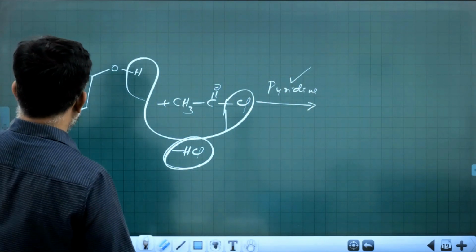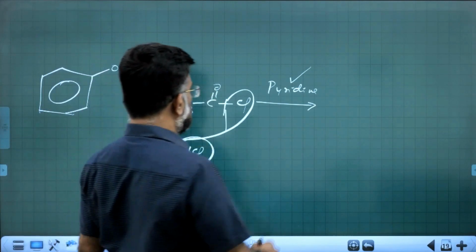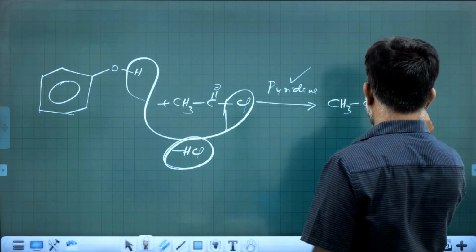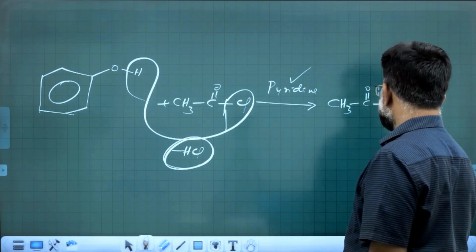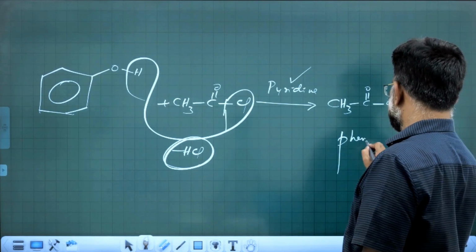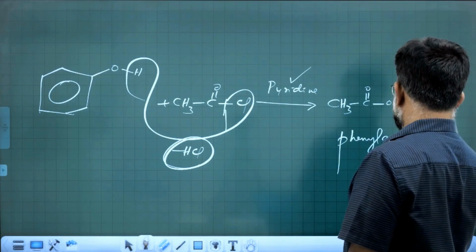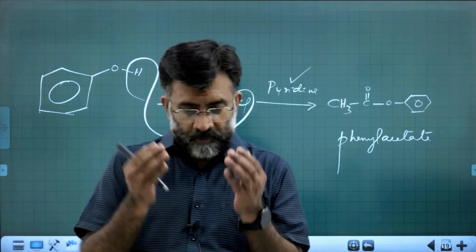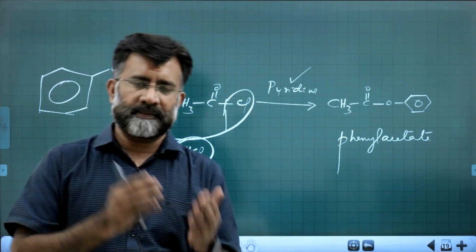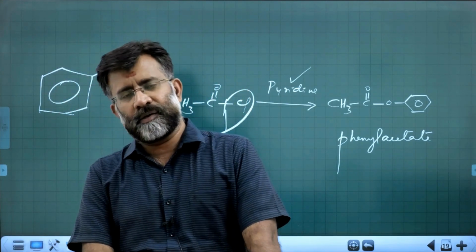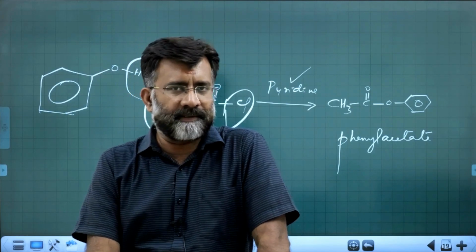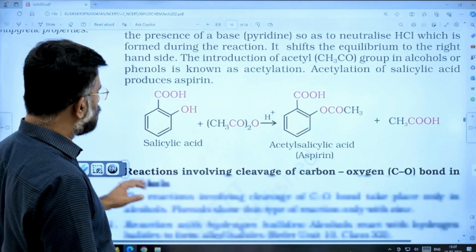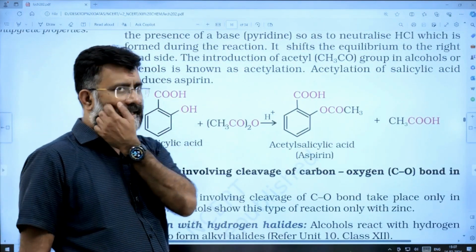And the net result will be, this part will be connected to the remaining part, and the result is CH3COO like this, and it is phenyl acetate or phenyl ethanoate, right? So carboxylic acids, acid anhydrides or acid chlorides, when treated with alcohols or phenols, you can get esters, right? A beautiful example explained, which is of industrial importance also, salicylic acid with acetic anhydride.